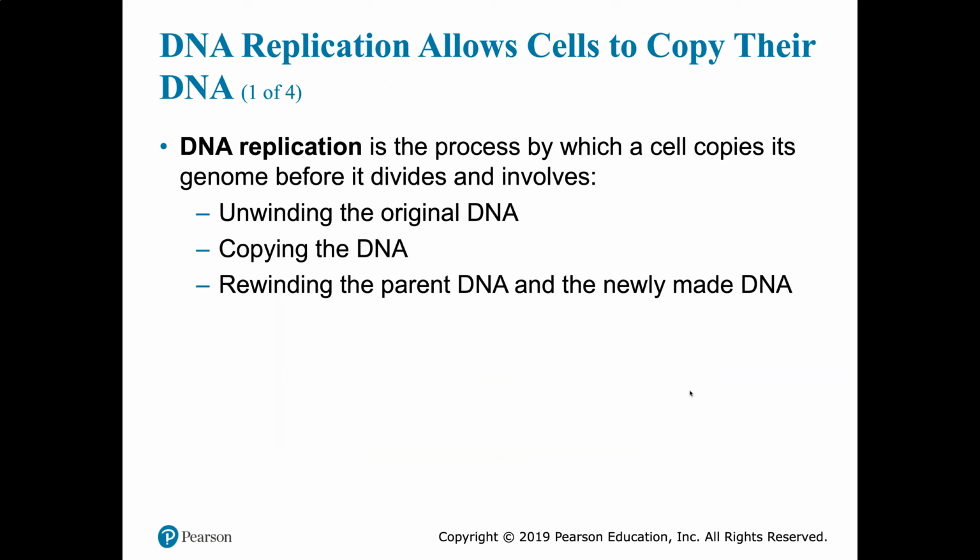Now, DNA replication. When cells need to copy their genetic material, they go through the process of DNA replication. Basically, right before binary fission in bacteria, cells have to copy their genetic material, right? Because they're making two new daughter cells that should be genetically identical, so they go through DNA replication to make identical genetic material, so the daughter cells can be genetically identical.